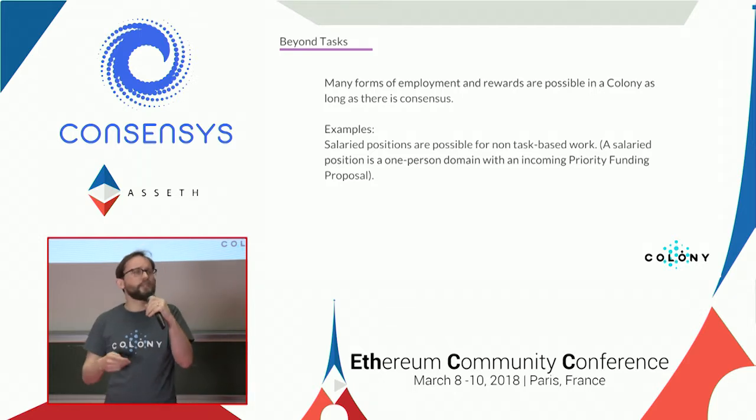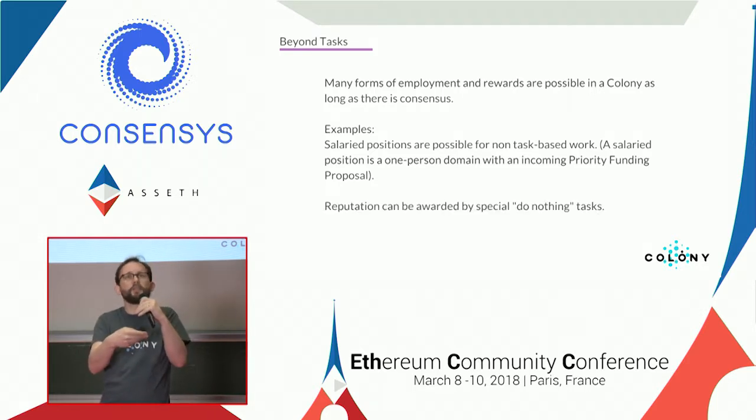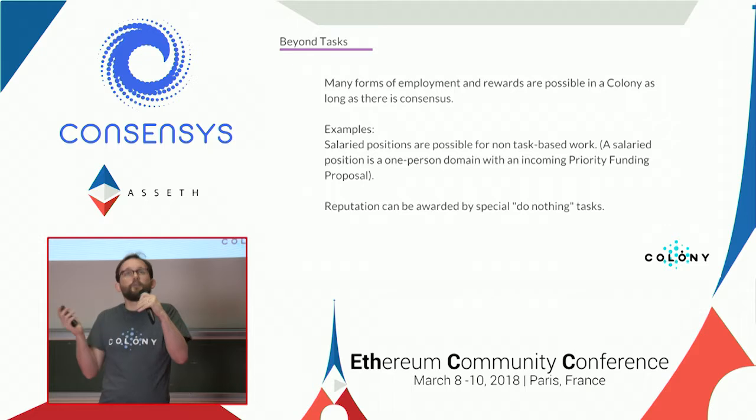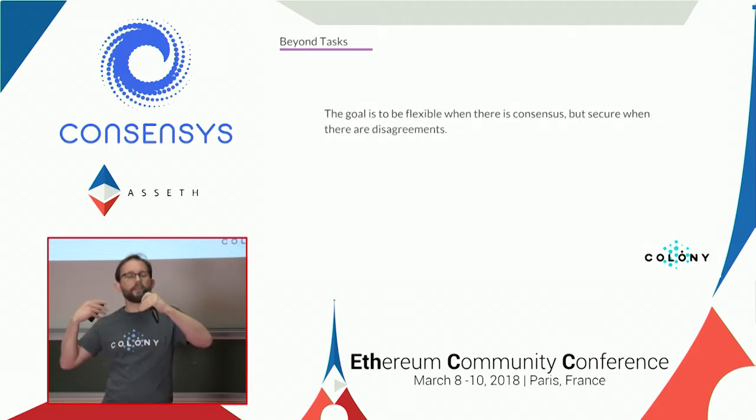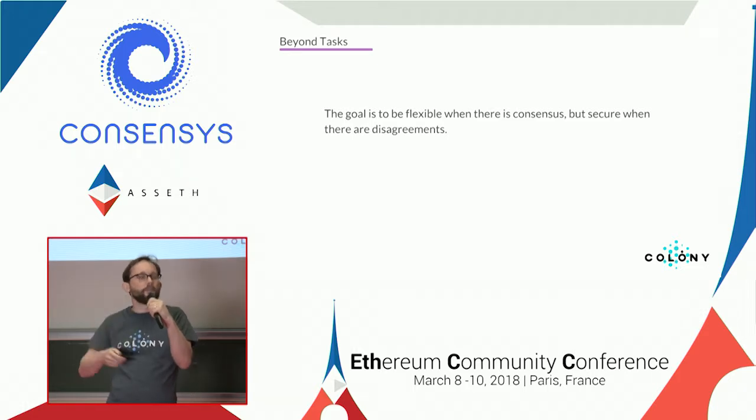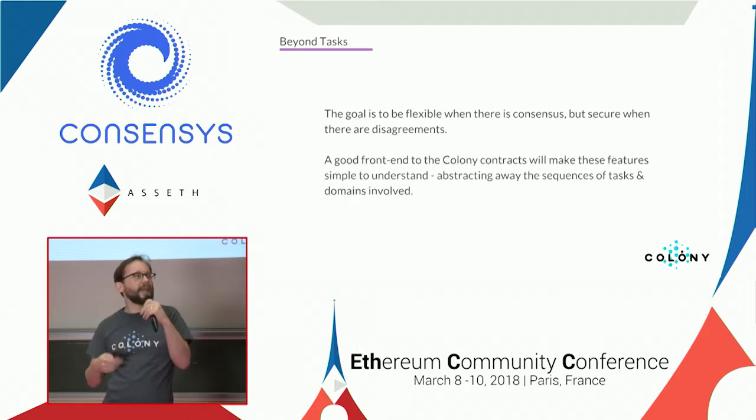And you can do other things as well. You can award people with reputation with fake tasks if everyone agrees. So the idea is, as long as there's consensus, we want to be flexible with the kind of things we allow. We need to be secure on a game theoretic level. So on the blockchain, it's really just these iterative tasks, but a good front end can make much more complex and interesting forms of employment.